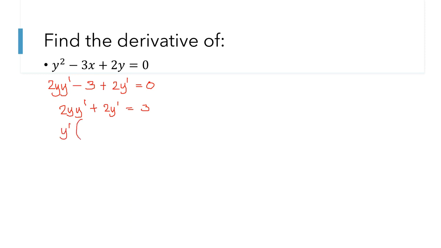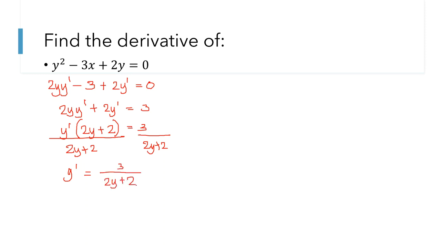Factoring out y prime because it is common, we have y prime times 2y plus 2 is equivalent to 3. Now dividing both sides by 2y plus 2, we have y prime is equivalent to 3 over 2y plus 2. Okay, so this is now our final answer.